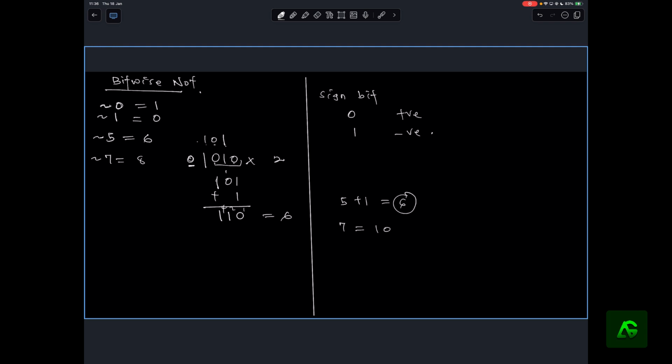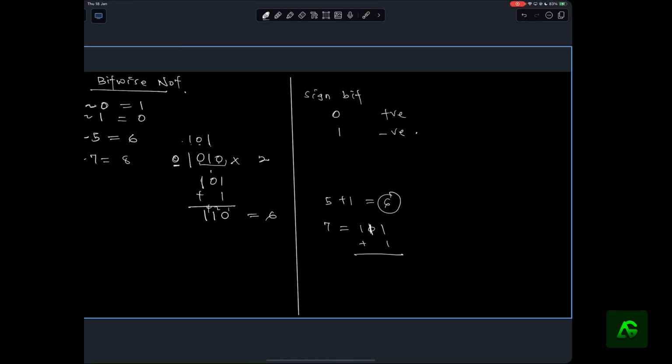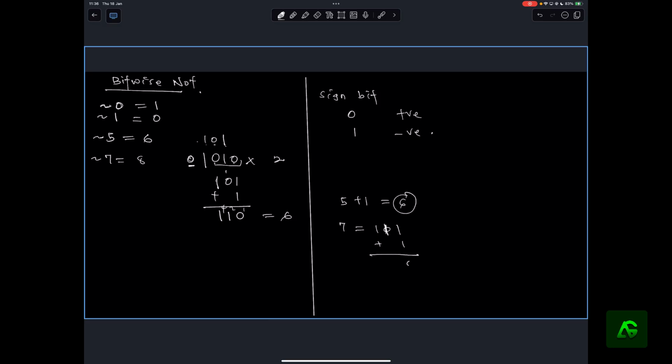So if I should convert 7 now, 7 to base 2 is 1, 1, 1, right? Now, because we know that this one is a positive value, we need to add 1 to it to get our answer, right? So 1 plus 1, 0 carry 1, 0 carry 1, 0 carry 1. So this one is 8, which is the same thing as this.